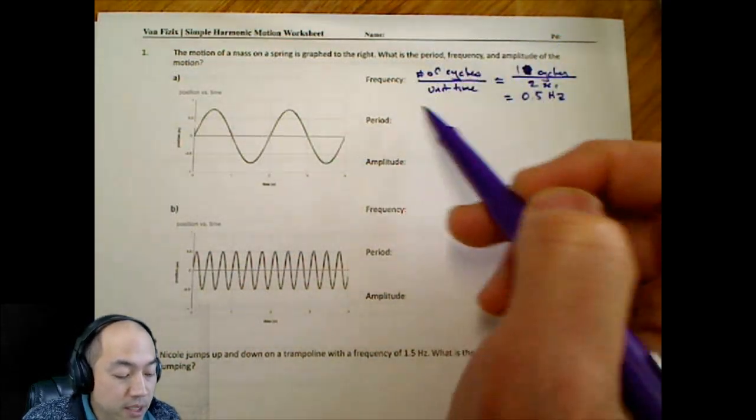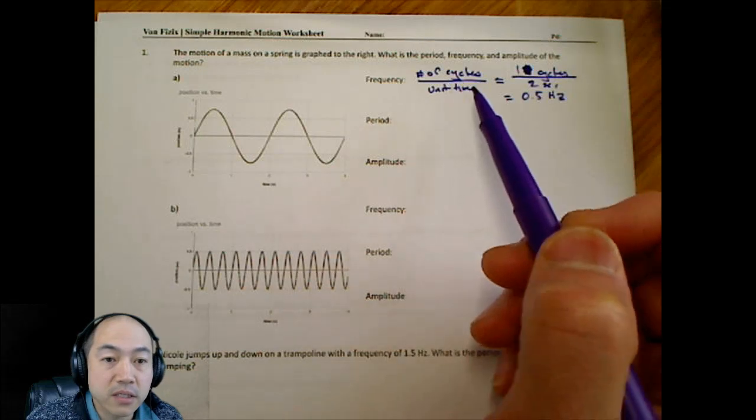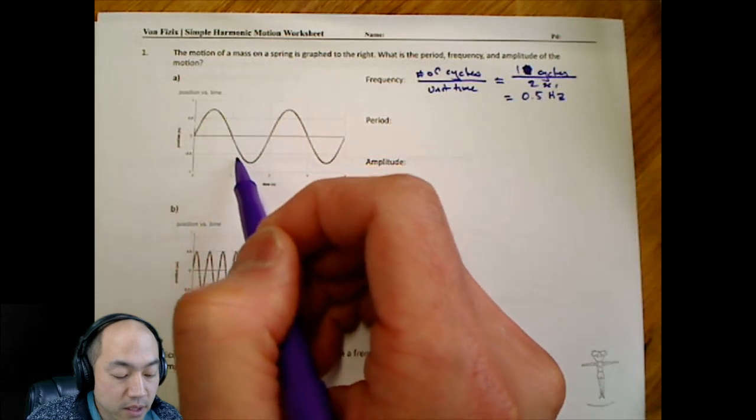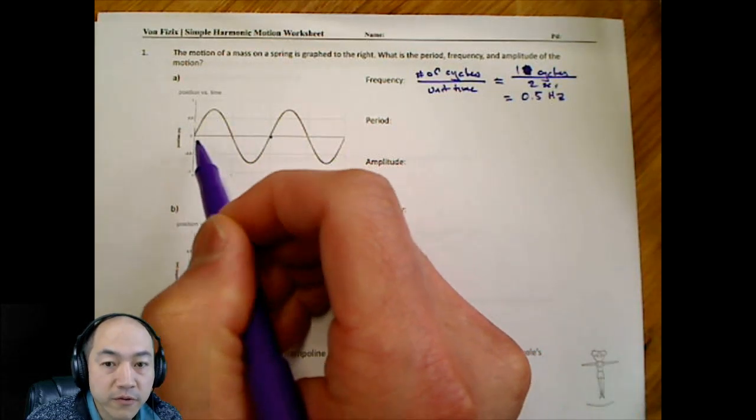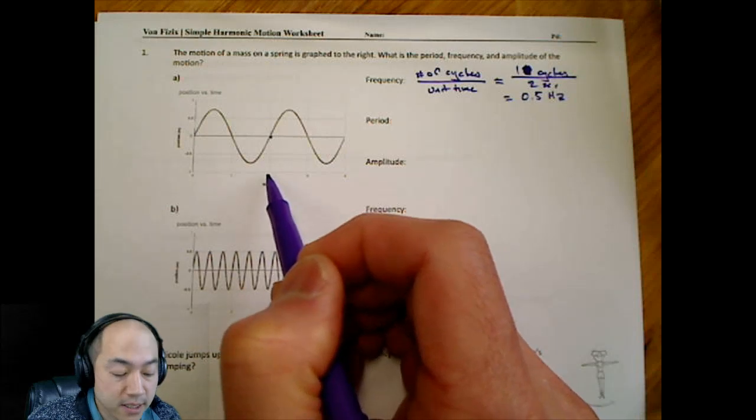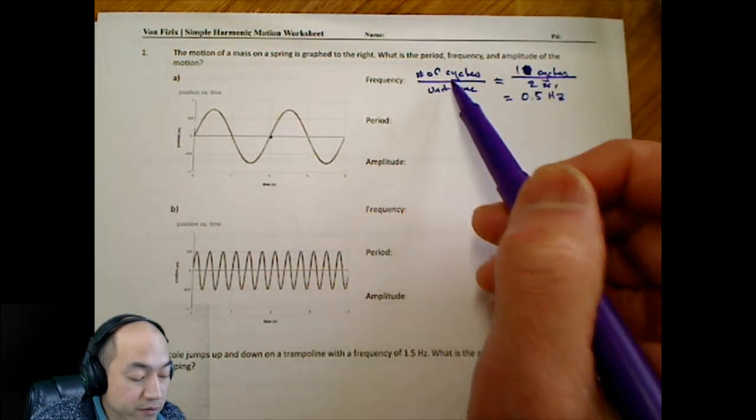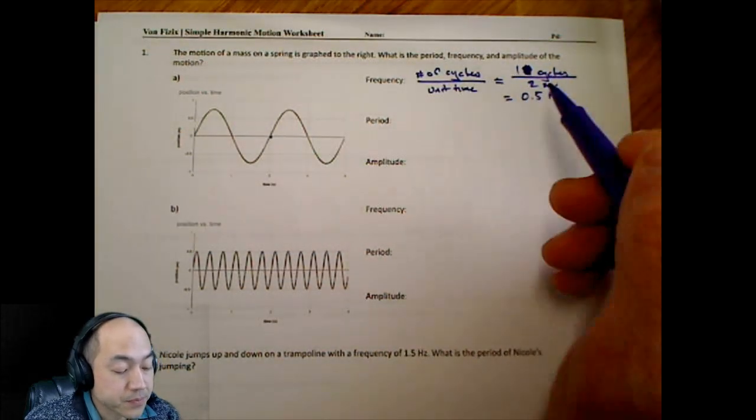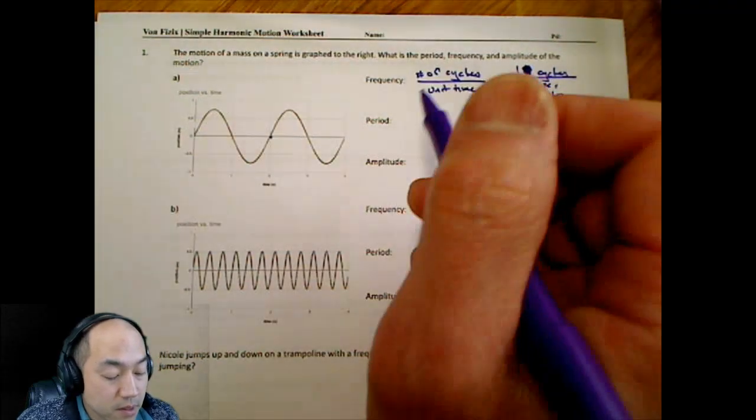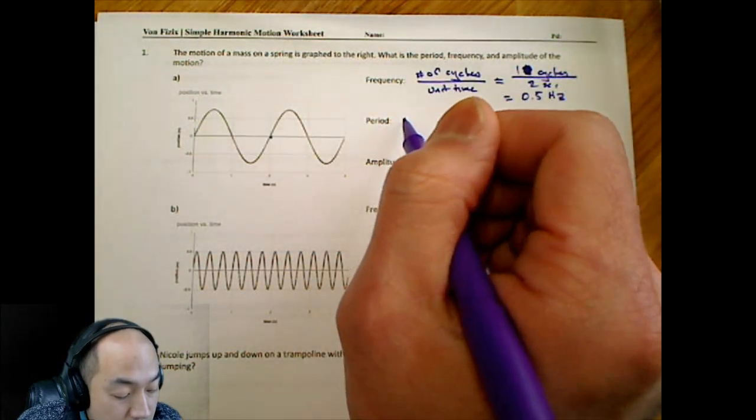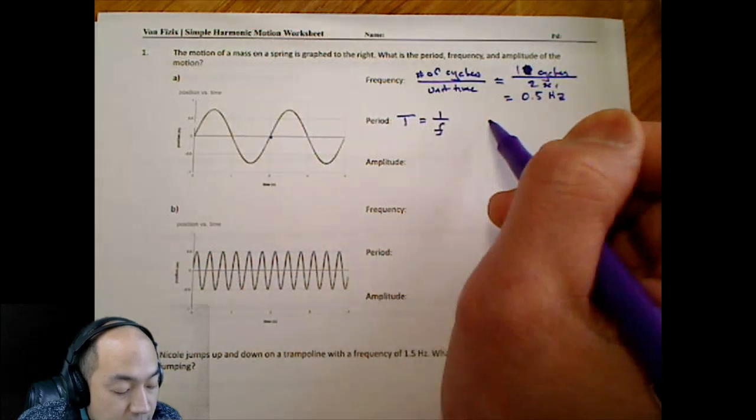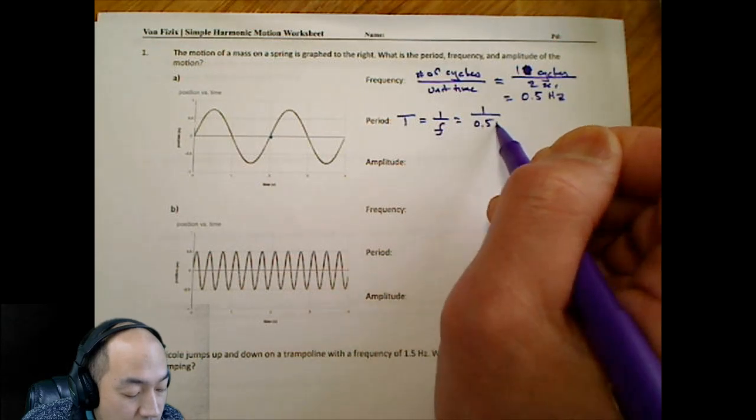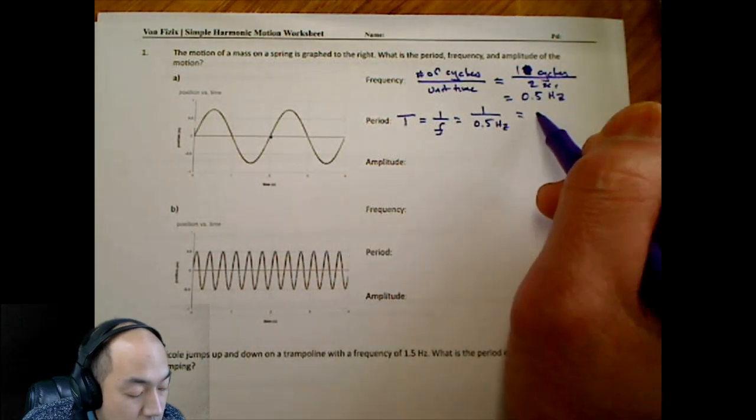So the frequency we defined in our notes is the number of cycles per unit time. In this case, the number of cycles here goes up and down, right? So that is one full cycle in 2 seconds here. And so we say number of cycles per unit time, which is equal to one cycle in 2 seconds, is equal to 0.5 hertz. The second part is the period, T, is equal to 1 divided by f. In this case, 1 over f, or 1 divided by 0.5 hertz. This is equal to 2 seconds.